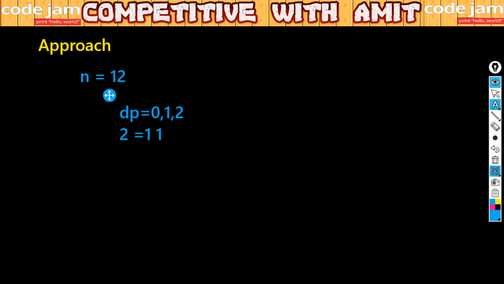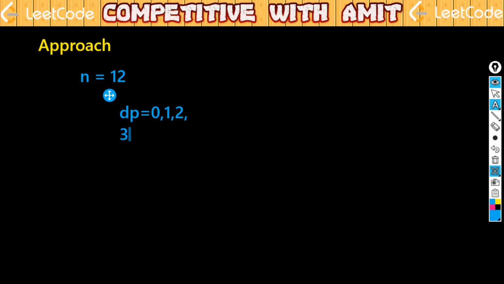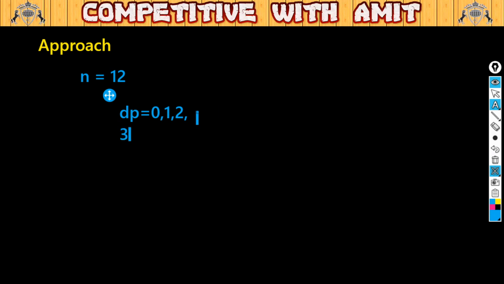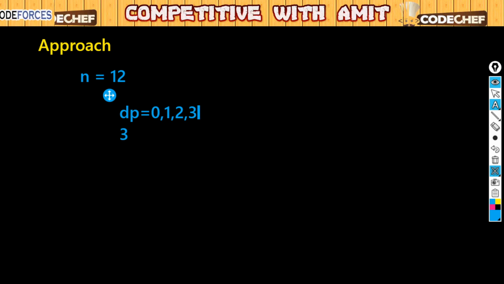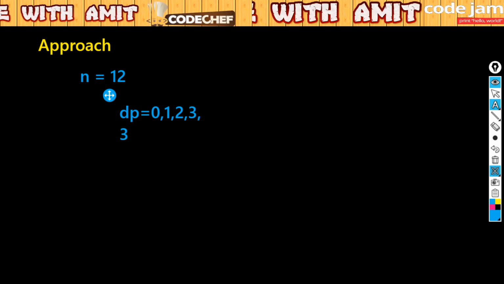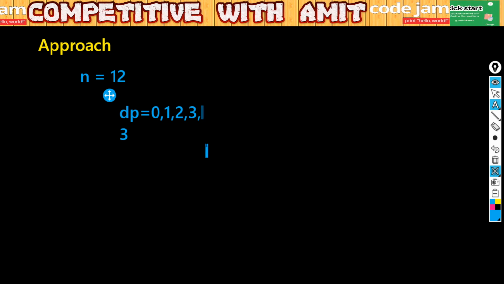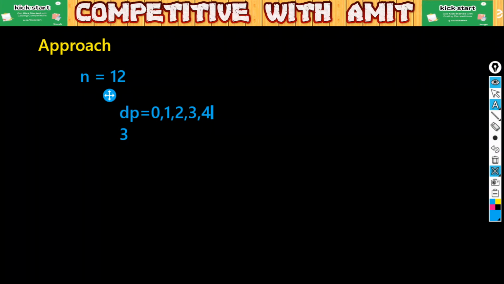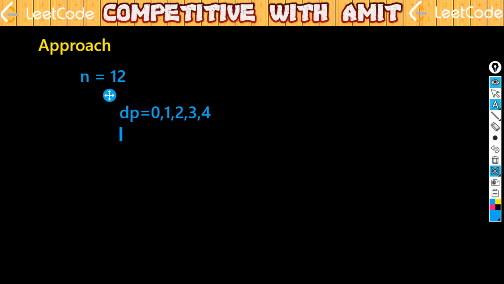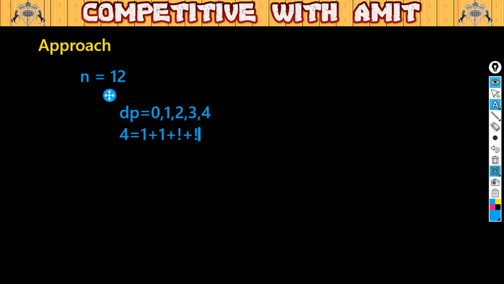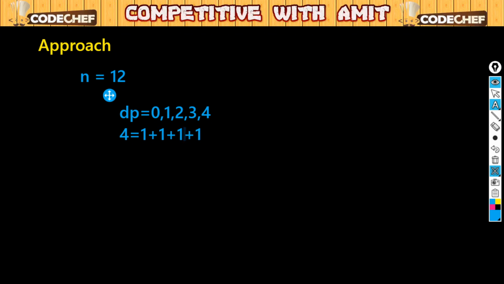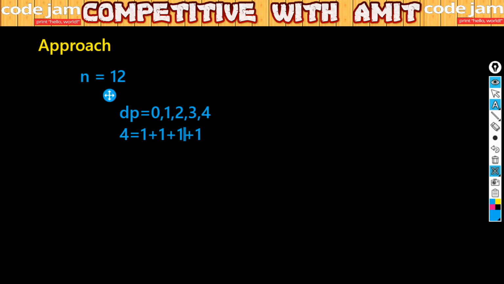Now for making 3, the first approach which comes to mind is using 3 ones, so we will get 3. Now 4 comes. First of all, by using 1 we can make it with 4 ones: 4 can be represented as 1 plus 1 plus 1 plus 1. Now don't get confused that I am using 1, because 1 squared is also 1. We can only use squares.